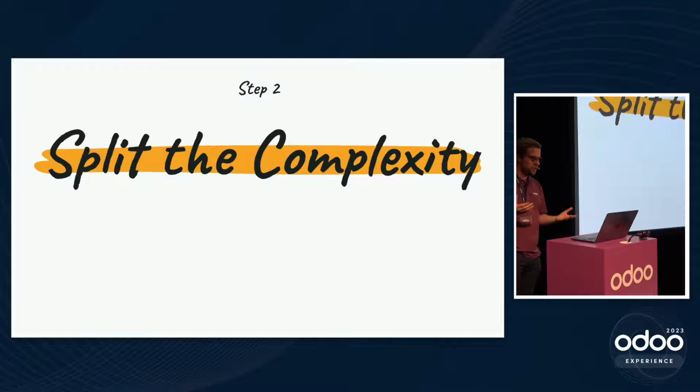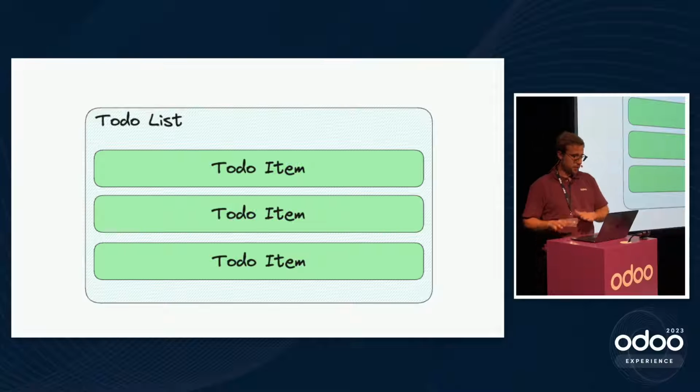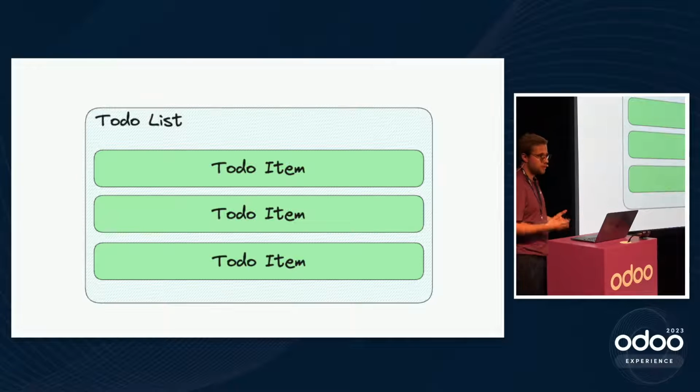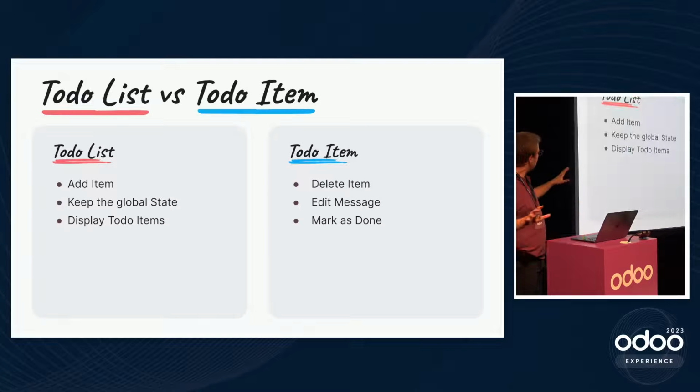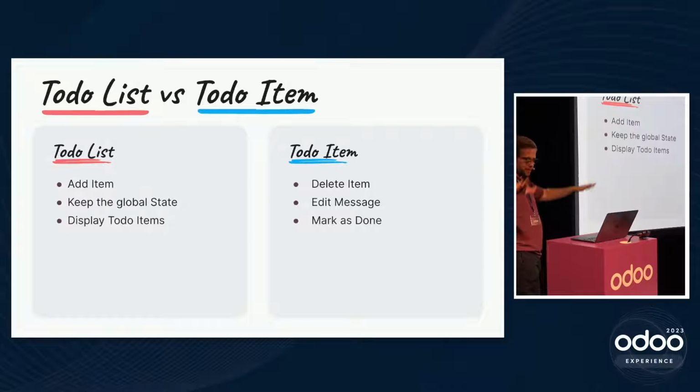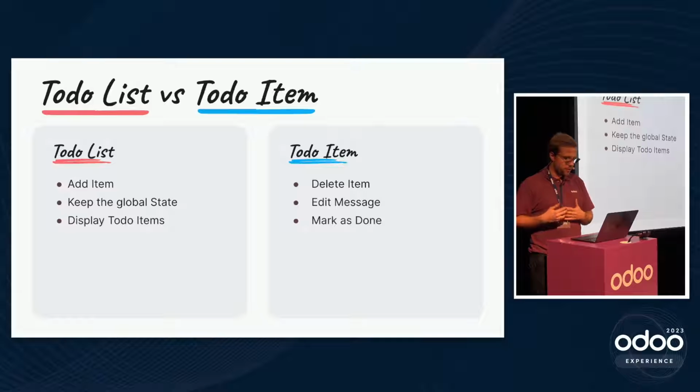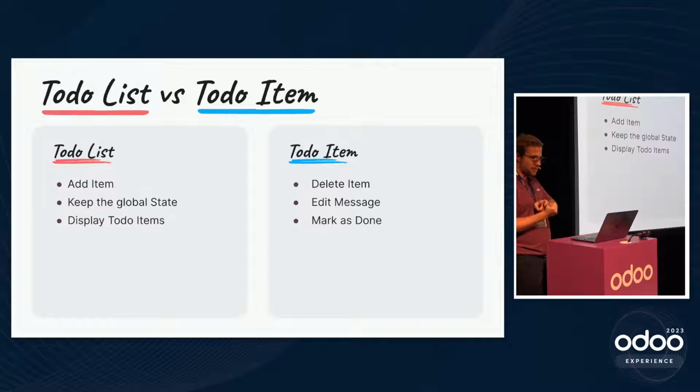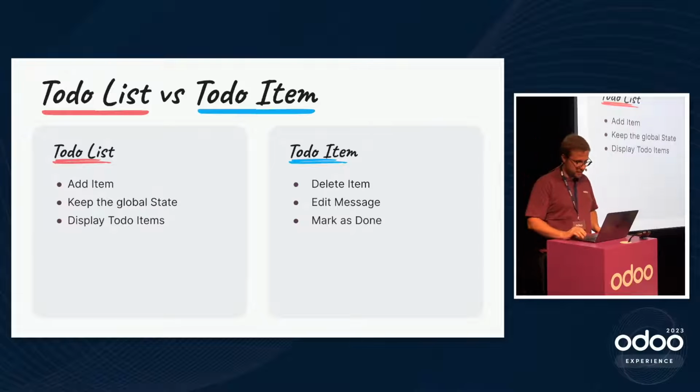The good solution to do it is to split it into a sub-component. So I will introduce the TodoItem. Each of them will have its own role, its own stuff to do. The TodoList will give you a way to add an item, so the input, and keep the global state, so the list of to-dos, and it will say, okay, you need to display all of these to-do items. The role of the TodoItem is to give you a way to delete an item, to edit the message, and to mark the to-do as done, and to display it as done.